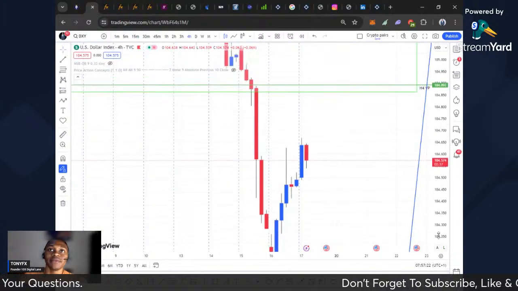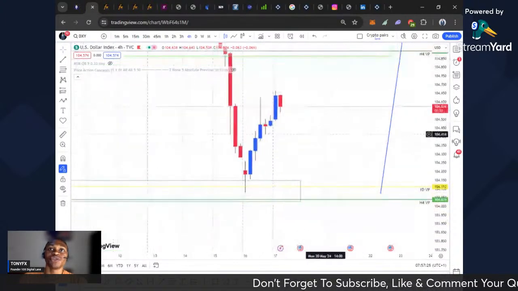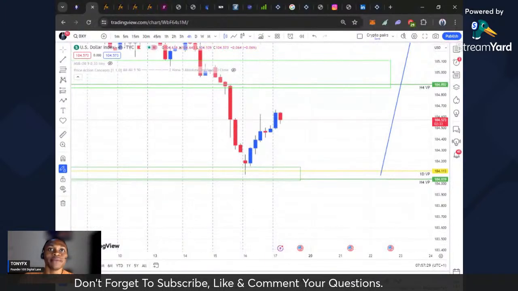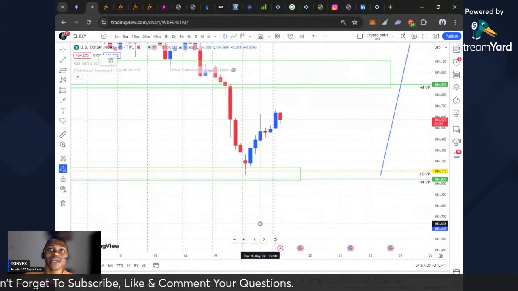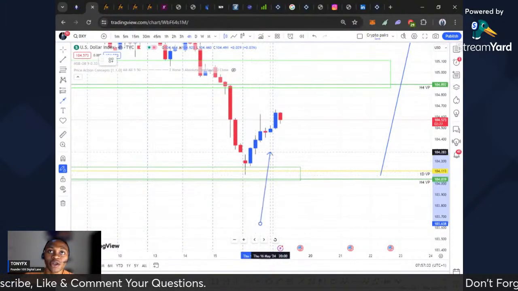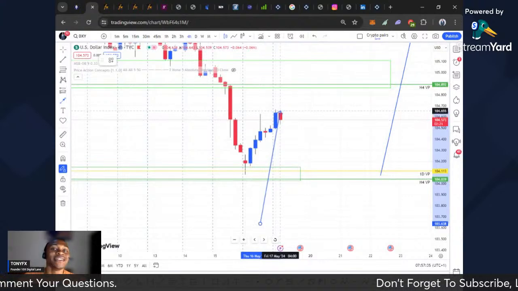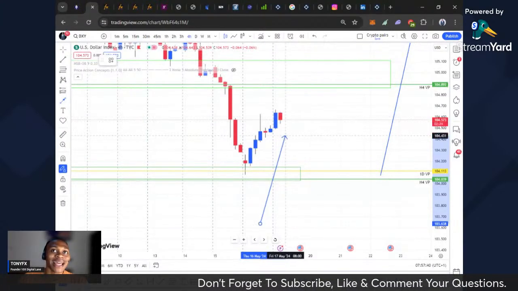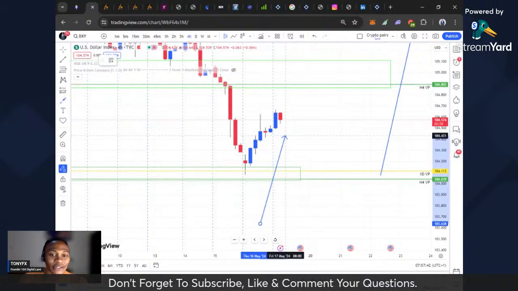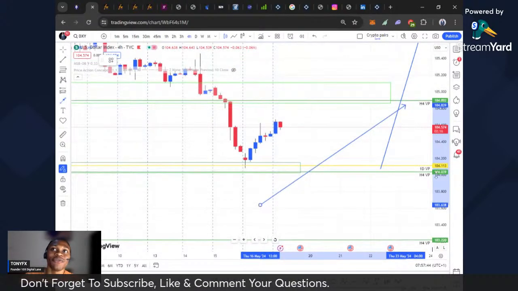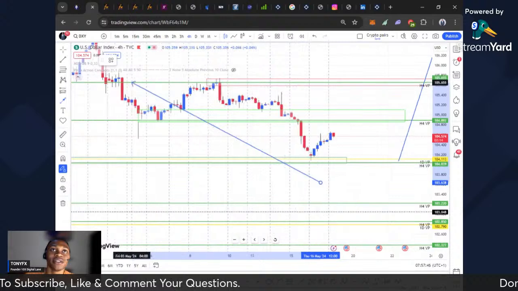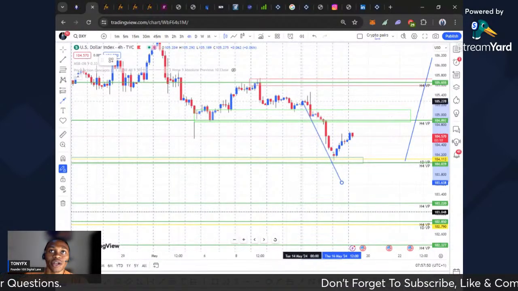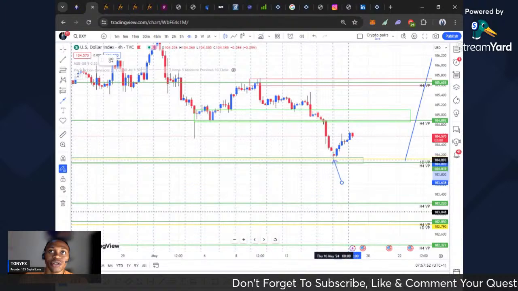DXY has to do with the strength of dollar. So if DXY is going up like this from here up to this point, dollar is strong. If DXY is coming down like this, dollar is weak. You understand? When DXY fell from this point, this resistance here broke, correction, broke, dollar is weak.